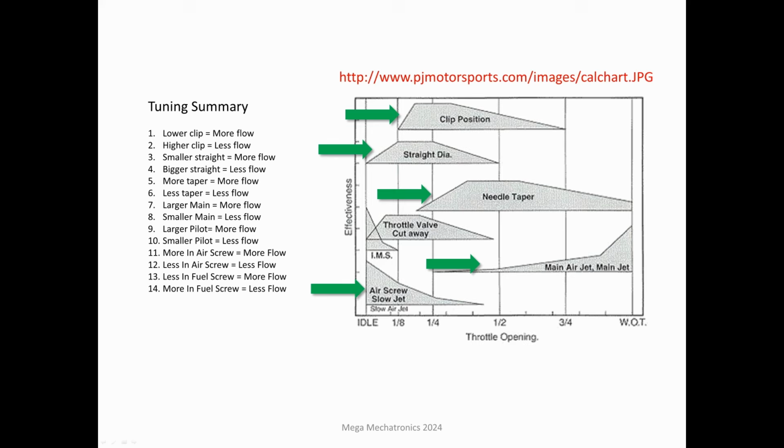Or if you have that fuel screw, it's the opposite of the air screw. So the less you screw it in, less of a restriction, you're going to get more fuel flow. And then if you screw the fuel screw in, you're going to get less flow because there's a higher restriction. That's it.